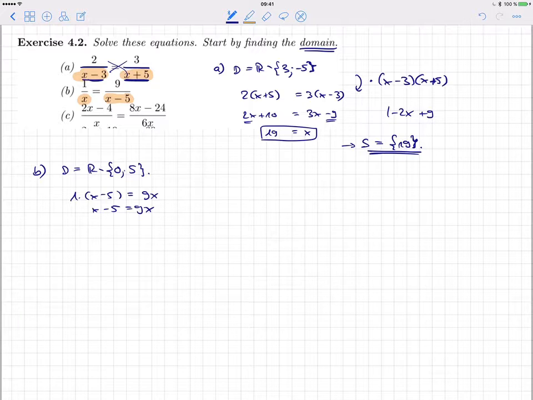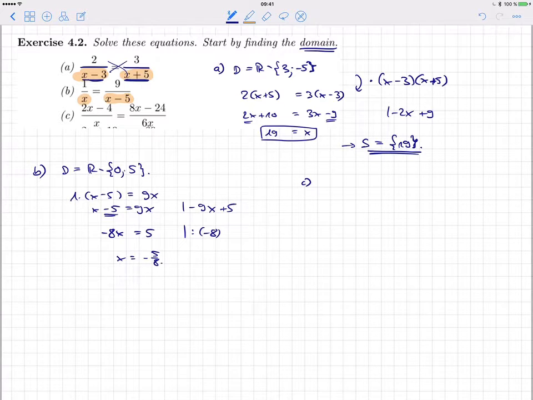So we want to subtract 9x to get everything on the left-hand side and also get the minus 5 on the right-hand side. I could also have isolated x on the right-hand side, but let's change for a little change. So minus 8x equals 5. We divide out minus 8. X equals minus 5 over 8. Is that right? Yes.